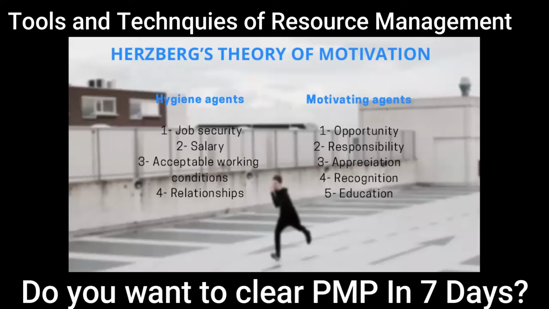Then we have Herzberg theory of motivation. It is also known as Herzberg two-factor theory. What does Herzberg say? He basically says that there are some factors that are necessary in your job, like you must have job security, a good salary, workable conditions, relationships along the way. If these things are not present in your job, you will get demotivated. But no matter how much more they are present, you will not get motivated to do the work.